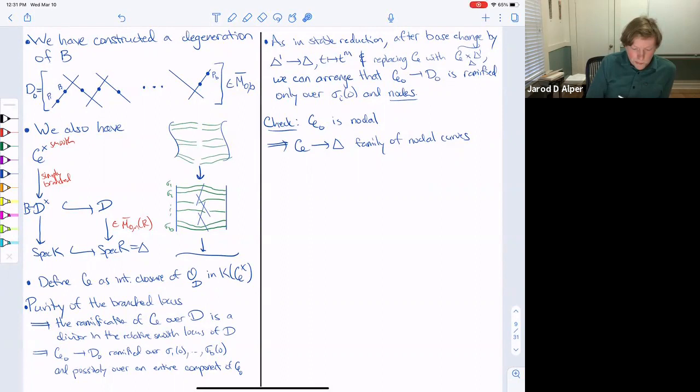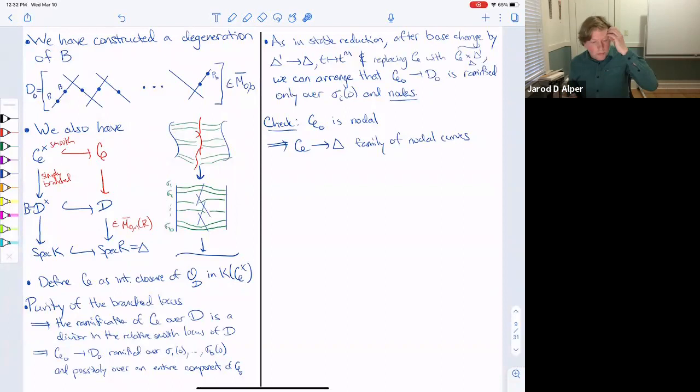So that's the first step. What you can do is extend the simple branched covering by defining C to be the integral closure, the normalization of O_D inside the fraction field of the family C star. That gives a family C over D, and that gives us some curve inside here. We'd like to understand that central fiber, and in particular the ramification locus of the central fiber mapping to this curve D0. Where is that map ramified?